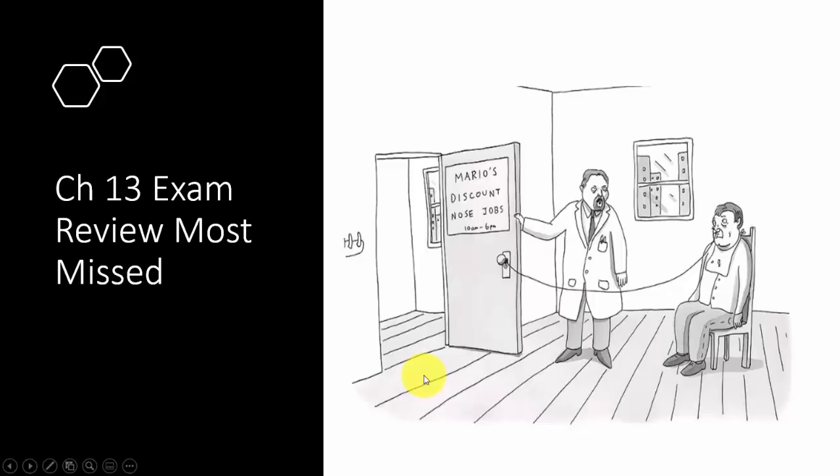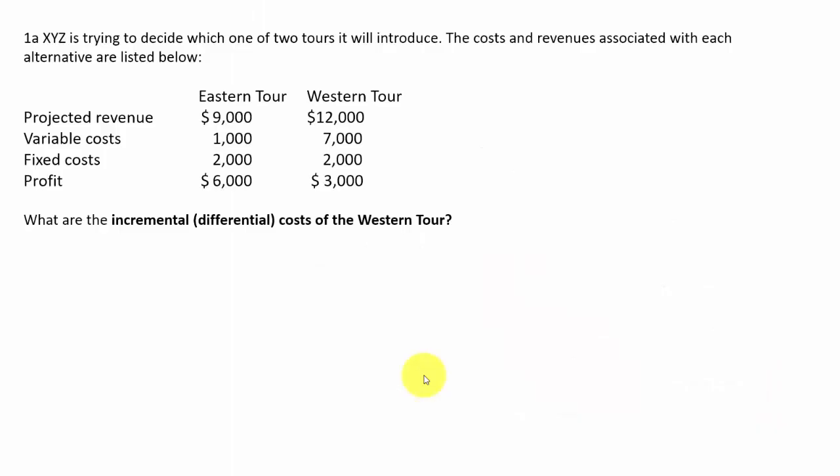This will be Chapter 13's most missed questions on the exam. First question, they want to know what are the incremental costs of the Western tour. Now, I'm going to give you a lot more elaborate answer than what the answer is required, but I'm hoping you'll get a little bit better foundation of what these differential costs and revenues really mean here. So here we go.